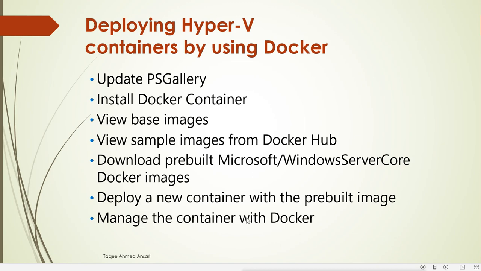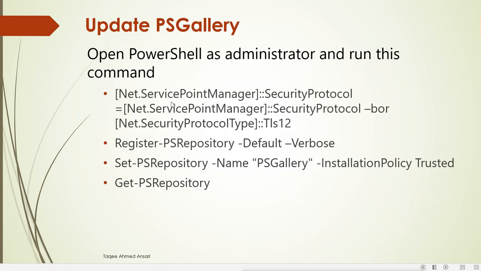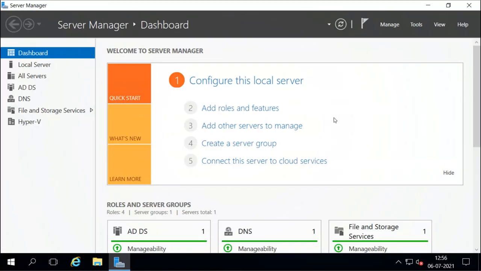So first we have to do what? We have to first update the PowerShell gallery. And for that we have to run these commands. First command is to set some variables, and the second command is to register the default repository, and then set the repository PS Gallery with this, and then we try to see whether the gallery is trusted or not. So we have to run this command first to update the gallery.